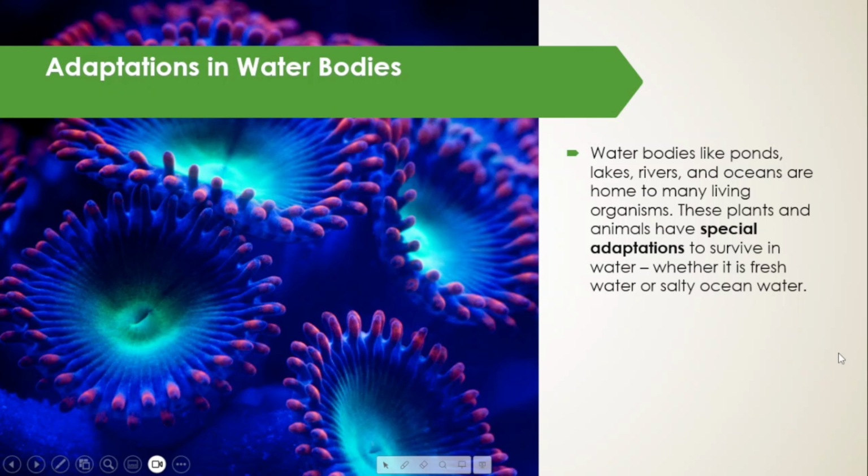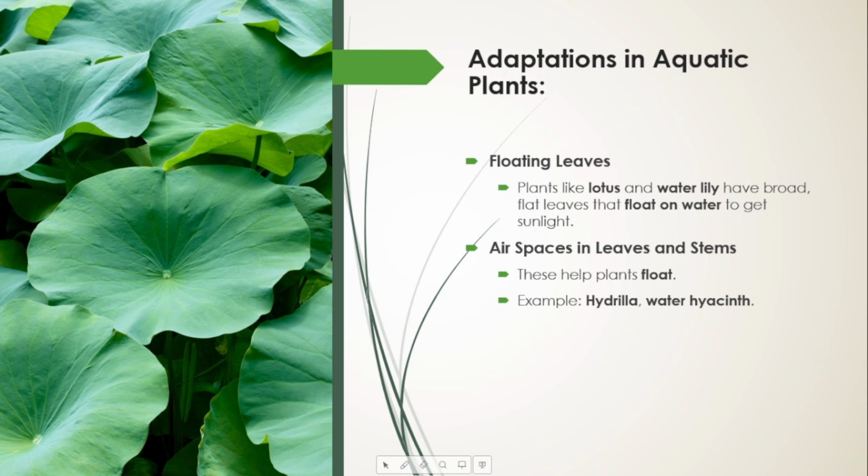So water bodies like ponds, lakes, rivers and oceans are home to many organisms. These plants and animals have special adaptations to survive in water, whether it is fresh water or salty ocean water. So let's see about the adaptations that plants have in the water bodies. So, adaptations in aquatic plants.